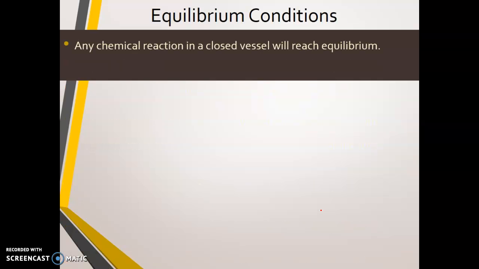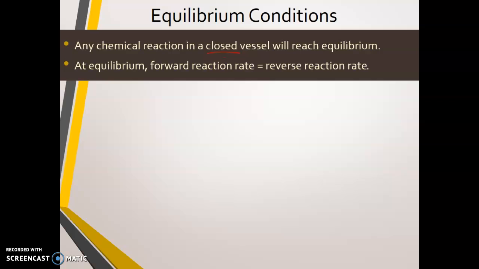So, equilibrium conditions. Any chemical reaction in a closed vessel will reach equilibrium. The reason why it has to be in a closed vessel is because then there are no outside factors contributing. Whereas if you have a beaker that is open to the air, you have the atmosphere and other things contributing. At equilibrium, the forward rate is equal to the reverse rate.